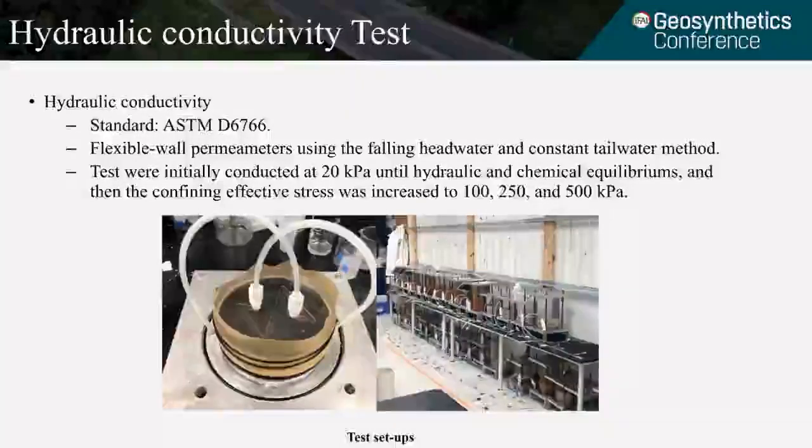Hydraulic conductivity tests were conducted in this study mainly following ASTM D6766. We used flexible wall permeameters and the falling head test with the constant tailwater method. The test was initially set at 20 kPa pressure until reaching chemical and hydraulic equilibrium. And then the confining stress was increased to 100, 250, and 500 kPa to mimic the stress induced by the waste body. So we want to mimic the real field condition.